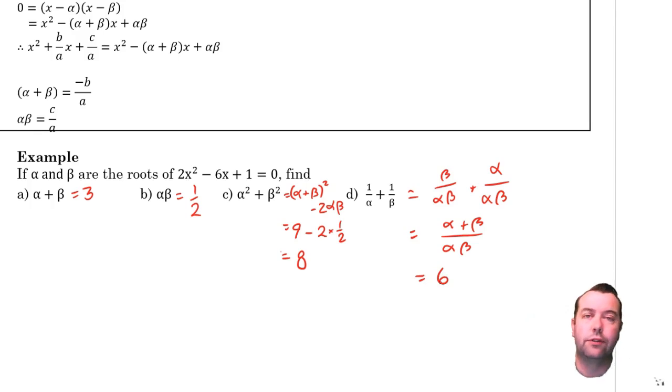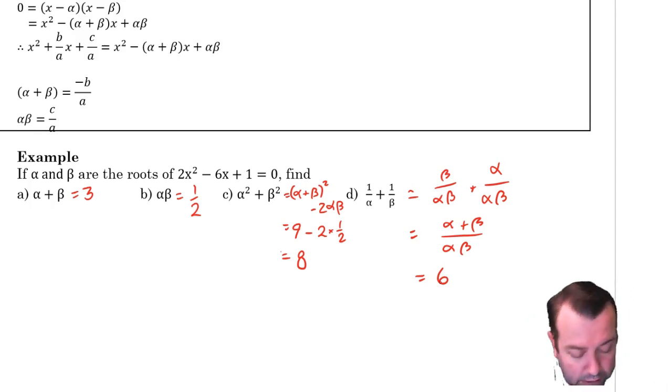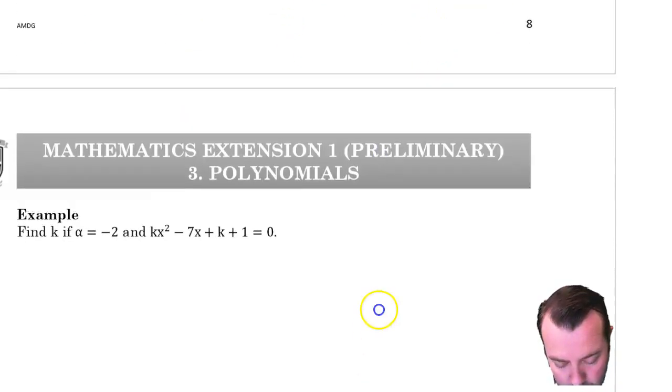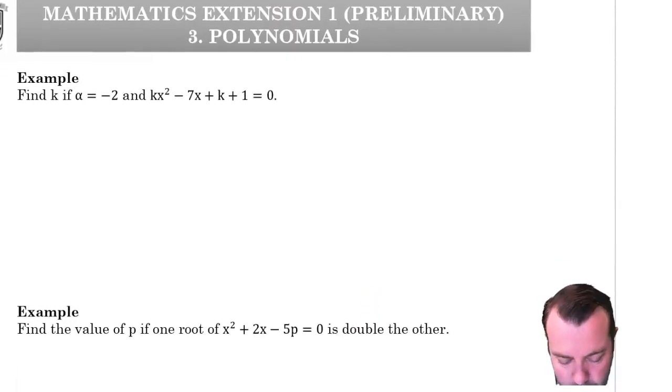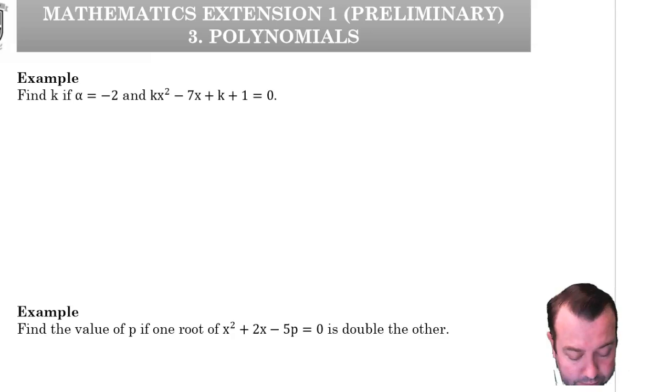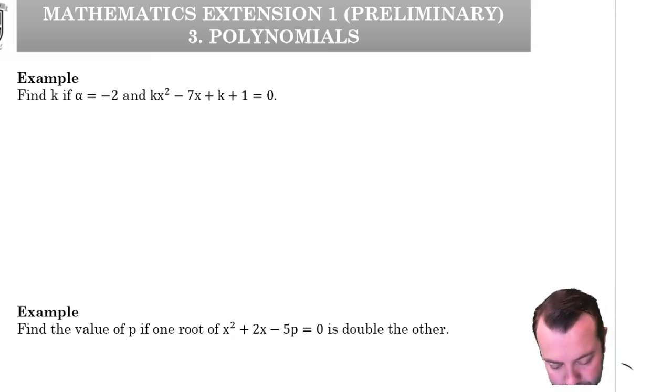Now, sums and products of roots of a quadratic, pretty straightforward because there's only those two roots. We're going to move on now. We've got another example, but we introduced some different variable in here. Now it says to find k. We're not finding the roots. We've just got this constant, this variable k, thrown in the mix. I want to know what it is.